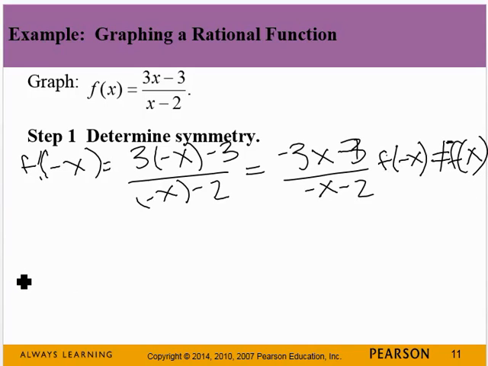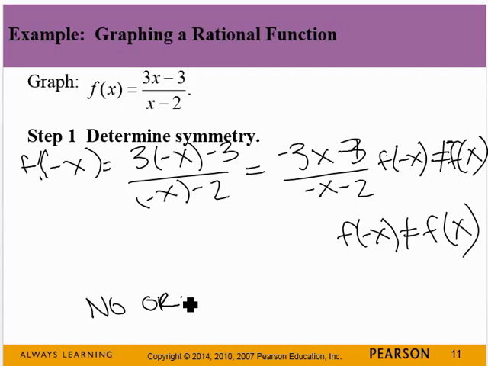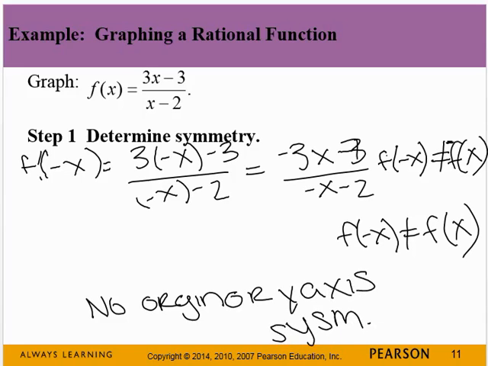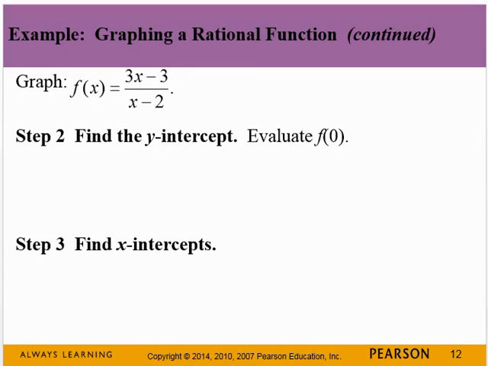And the next one you want to do, well, you can also see that f of negative x does not equal f of x. So when you plugged in negative x, it didn't turn everything the opposite, and it also didn't stay the same. So there's no origin or y-axis symmetry. So you know there's no origin or y-axis symmetry. So go on to step 2 and 3.